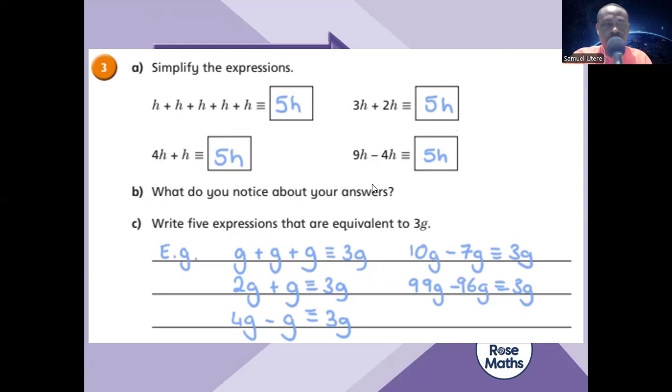And then 3C, you're asked to write 5 expressions that are equivalent to 3G. So you can just get ideas from the 3A that was done before, and then that should be able to give you these answers. So different ways.